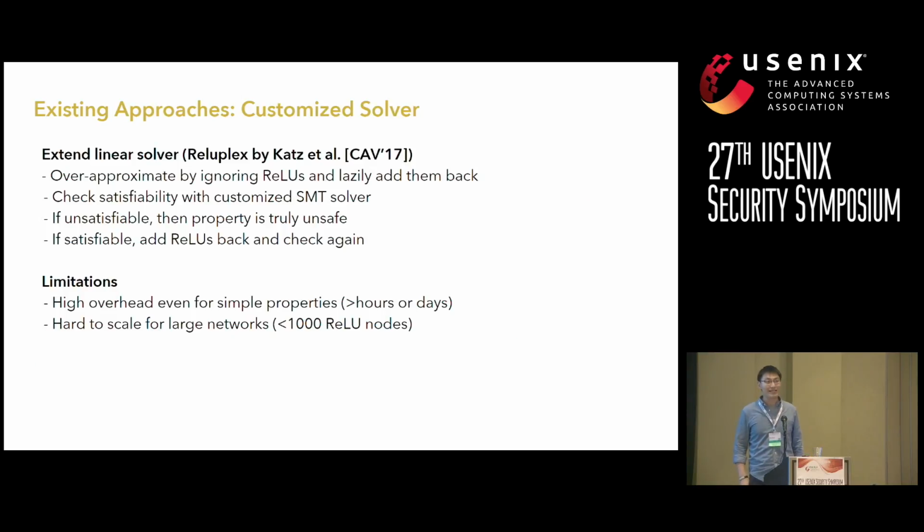So there are 2 existing approaches that have been provided. The first one is to extend the current linear solver. It can first over-approximate the upper range and then lazily add the ReLU back. Okay, it will first check the satisfiability with a customized SMT solver, Simplex, used by Reluplex. And if it is unsatisfiable, then the property is truly safe.